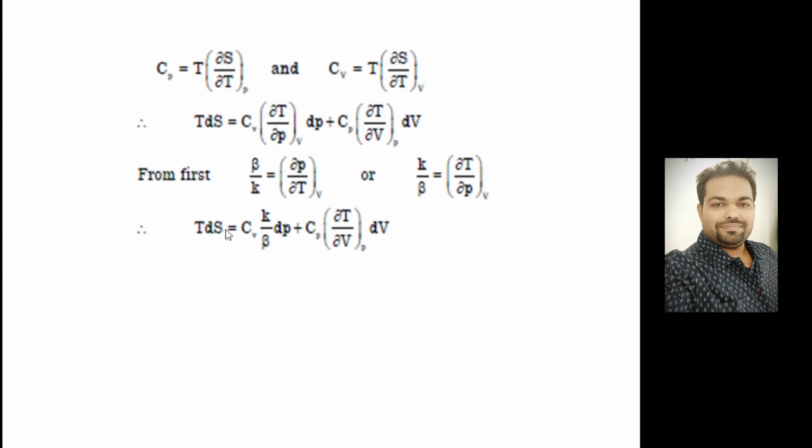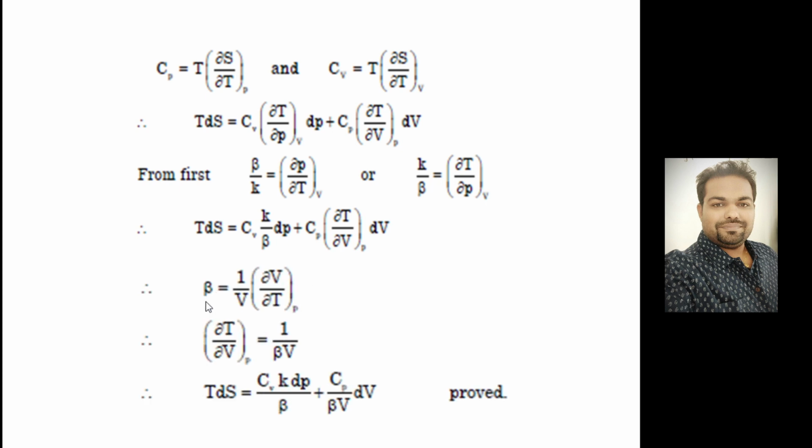So now volume expansivity is written. Next we need to look at this term. Volume expansivity is 1 by V ∂V/∂T at P. Look at this term; this term value can be kept over here. So ∂T/∂V at constant pressure is 1 divided by βV. Now you substitute this value over here and you will get the third equation. So TdS equals Cv k dP by β plus Cp by βV into dV. This is the final expression, the third expression, which was desired.